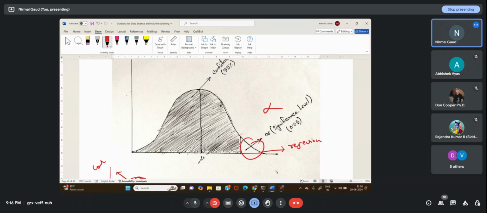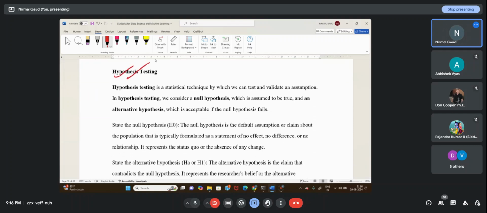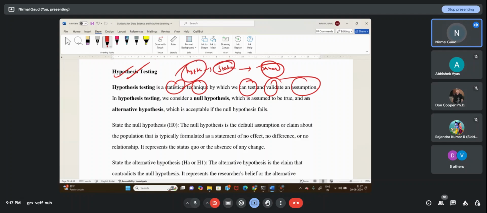Okay, fine. All right. So, hypothesis testing. It is a statistical technique, a statistical analysis by which we can test and validate an assumption. So you are having a hypothesis, you are having a statement, and with this statement you are collecting a sample of data to see whether this statement can be proved or not, whether this statement is correct or not.